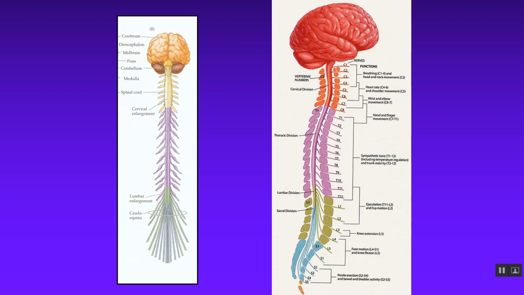Here's what it looks like from the front and the side. From the front, you see there's a little bit of a bulge up on the top and bottom. There's a cervical enlargement and a lumbar enlargement just because there's a greater number of neurons that come into there from a sensory standpoint and go out from a motor standpoint to the muscles of your arms, upper extremities and lower extremities. A little less in the trunk, so it's a little narrower there.